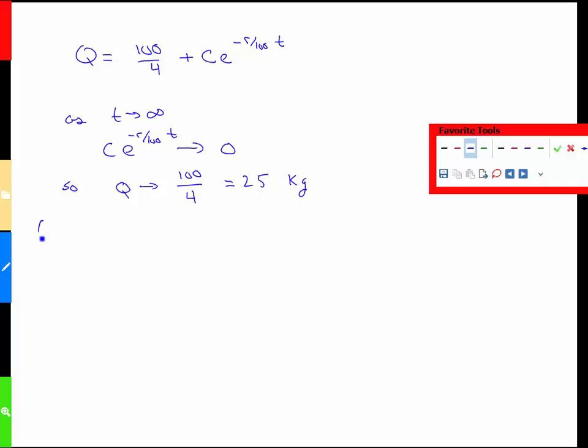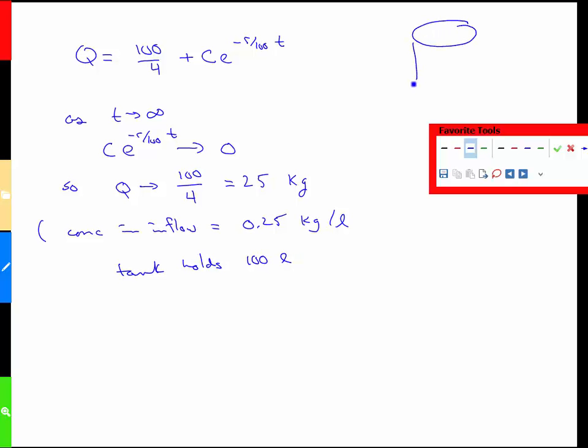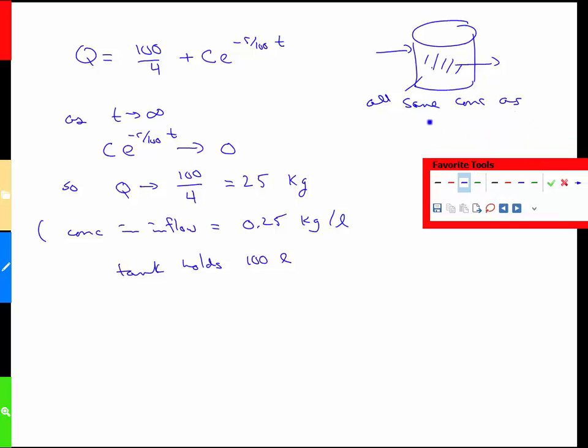And does that make any sense? Well, the concentration in the inflow was 0.25 kilograms per liter. The tank holds 100 liters. So if we imagine our tank here, eventually whatever water was in this tank to start with has been replaced. And so it's all going to be, eventually, at the same concentration as the inflow water. That's where it's heading towards.